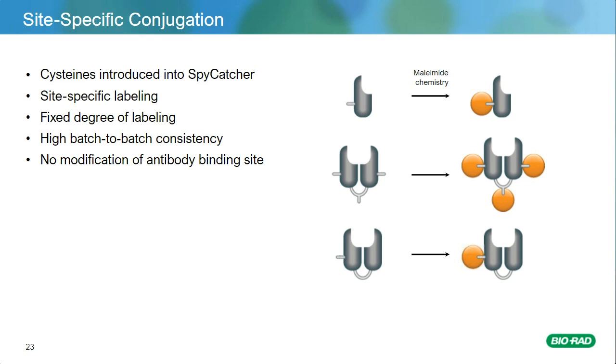Another advantage is that we seem to get higher sensitivity when we use this pre-labeling approach, and we think it's because it means that there's no incorporation of the label into the binding site of the antibody. And I will show you an experiment we did to demonstrate this in the next slide.